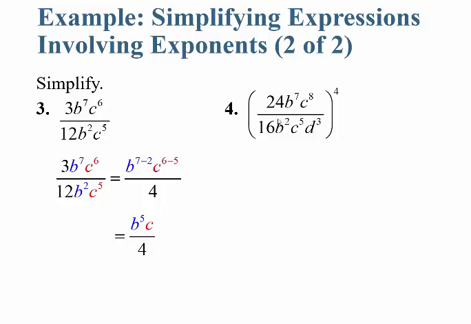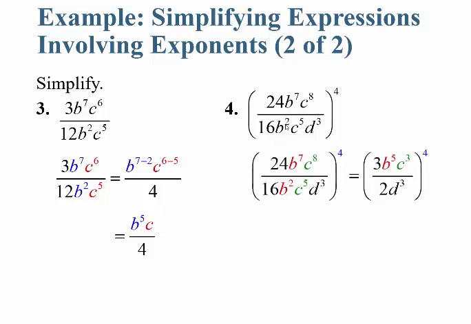Okay, now let's look at this crazy mess here. When you have something like this, the first thing you're going to want to do is simplify what's inside the parentheses. I'm going to color code it here. First off, we can take the 24 and the 16. 8 goes into both of these, 3 times in the top, 2 times in the bottom. So 24 over 16 reduces to 3 halves.